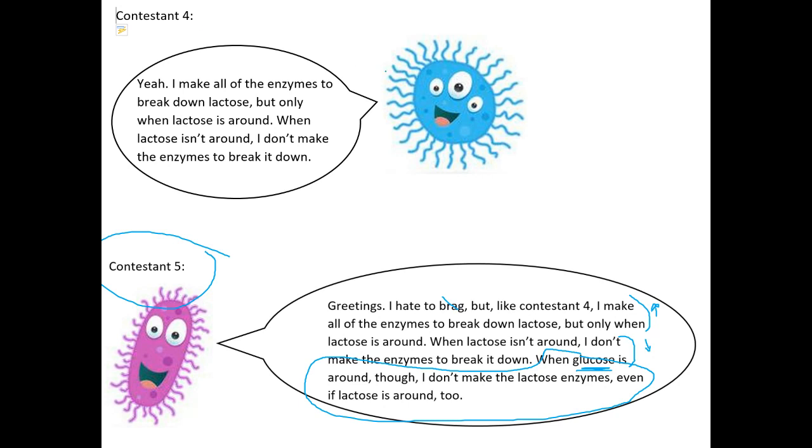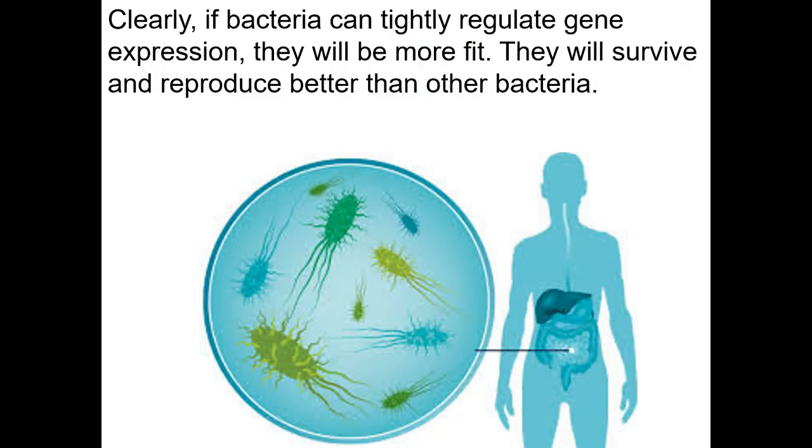We're going to look first at just what contestant number 4 does. It's called negative gene regulation. And then we'll talk about this extra step here, which is called positive gene regulation. So if bacteria can tightly regulate gene expression, they're going to be more fit. More fit means they can survive and reproduce.